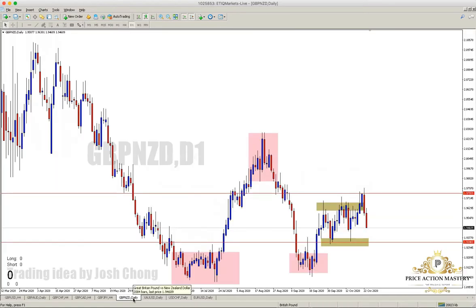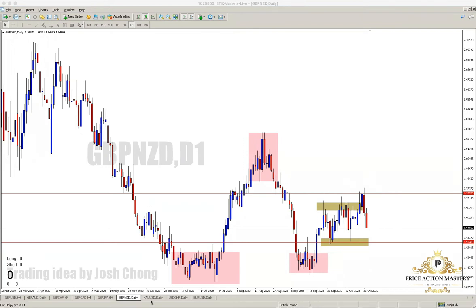Okay, so GB New Zealand. Before they go up, they can at least retest until this higher low and give the market a push to higher price. The market can at least drop to this level and push it higher.